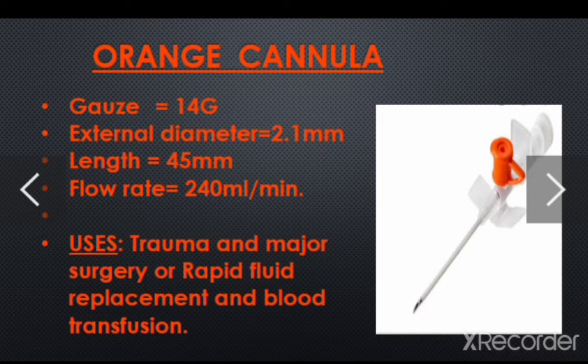We will discuss this first cannula, the orange cannula. The gauge is 14 gauge, the external diameter is 2.1 mm, the length is 45 mm, and the flow rate is 240 ml per minute. And the uses of this cannula: it is mainly used in trauma and in major surgeries, it is also used in fluid replacement, and it is also useful in the case of blood transfusion.